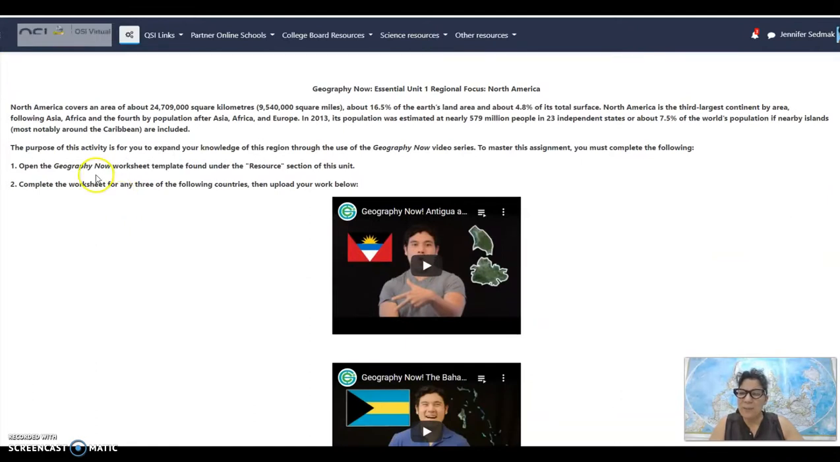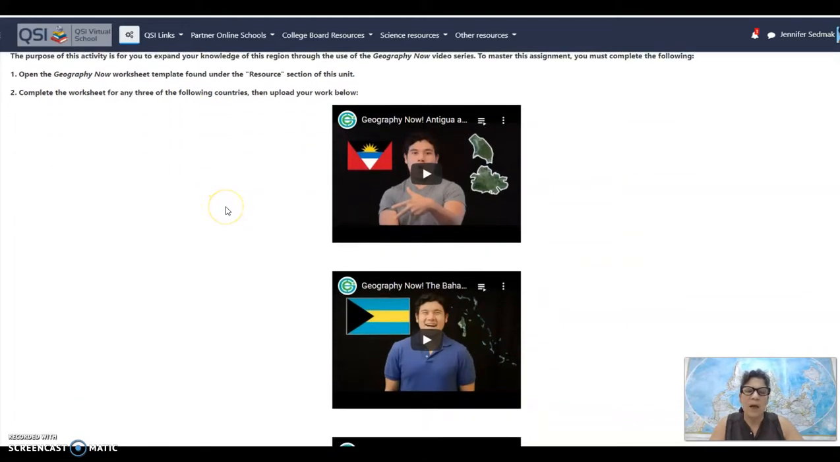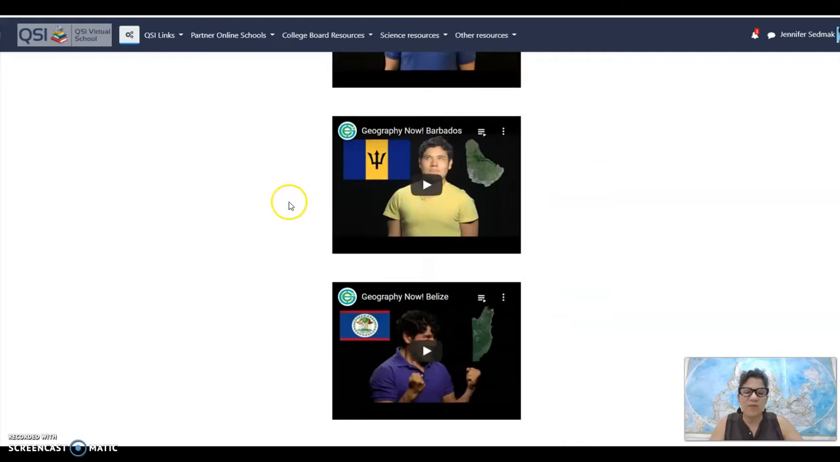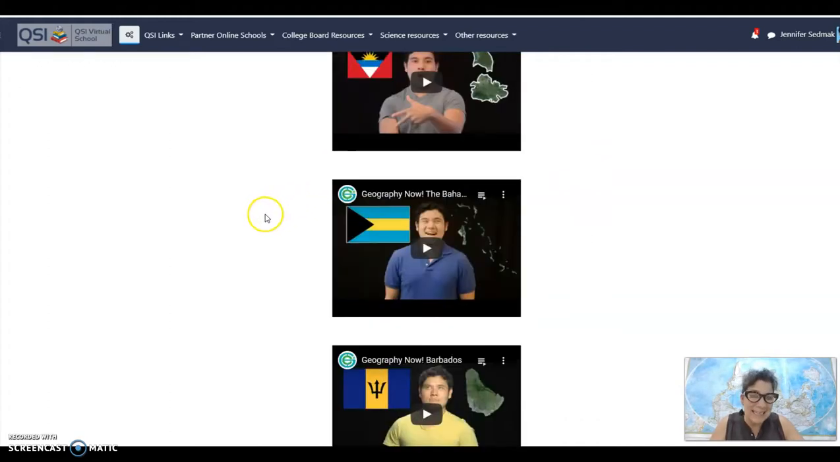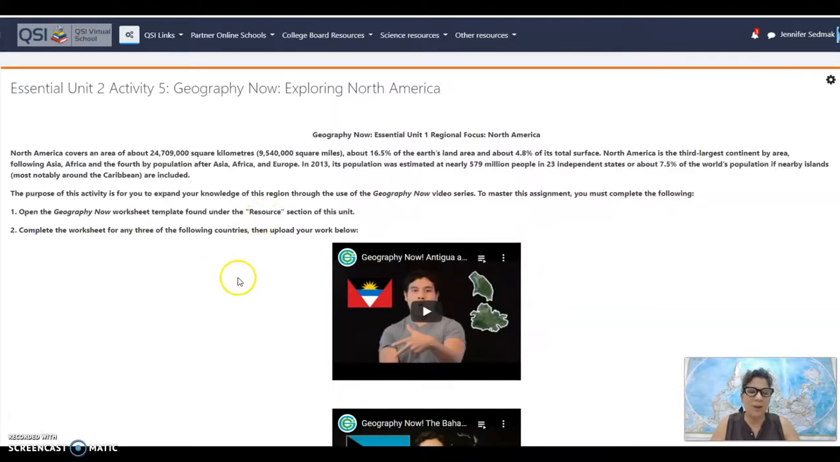And when you open that worksheet, it will tell you that you have to complete the worksheet for any 3 of the following countries. So, of course, Canada and the United States has been a focus and will be a focus in this unit. But you can see that with the Geography Now series, and technically North America includes not only the United States and Canada, but the islands in the Caribbean, along with what is considered to be geographically Central America.